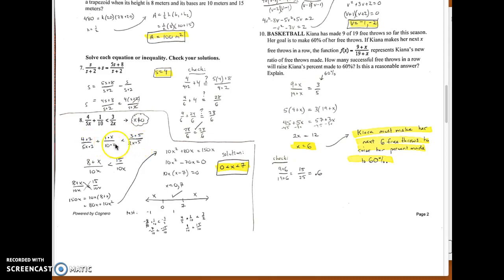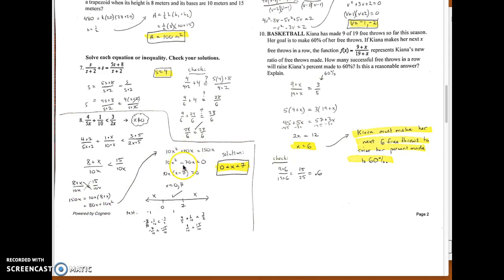Once I have a common denominator for all these things, I can combine these two fractions into a single fraction of 4 times 2, which is 8, plus x, all over 10x. Now that you have a single fraction and a single fraction, you're going to make the related equation. So you're going to turn the inequality sign into an equal sign and cross multiply. That gives you this expression. I brought it up over here. I brought the 150 over to the left side.